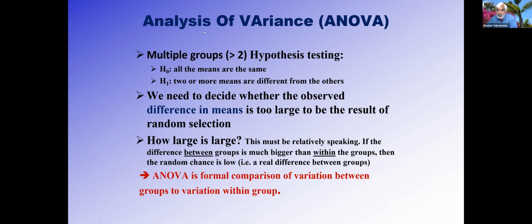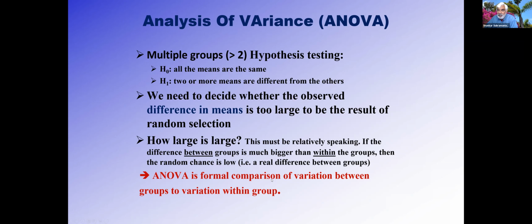So I need to do something called analysis of variance, because if the spread is too much, then I need to know that. So I do what's called multiple group hypothesis testing. H0 means all the means are the same. H1 means 1, 2 or more means are different from the others. What do we need to do? We need to decide whether the observed difference in means is too large to be the result of random selection. That's a clear goal.